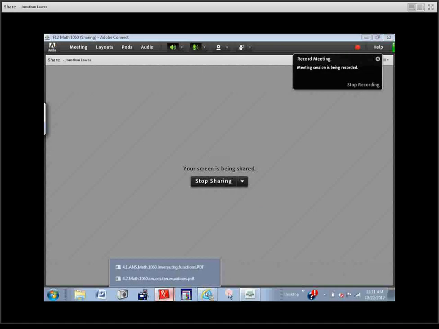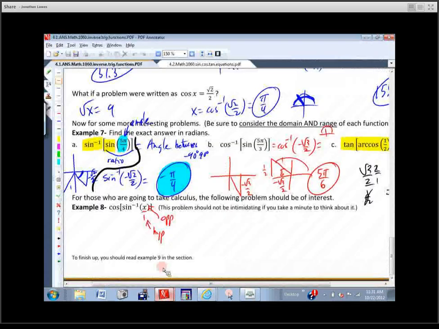Basically wanted us to come up with a cosine ratio. So it said the cosine of the sine inverse of x. Now remember, this is an inverse trig function right here. That means what we're going to plug into this is a ratio. What comes out of this is an angle, and then we're trying to find the cosine of that angle. So the final answer to this is going to be a ratio.